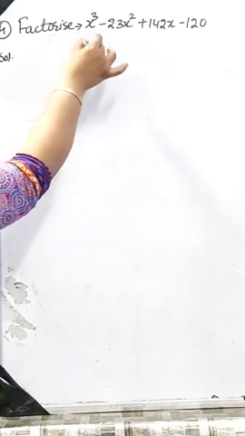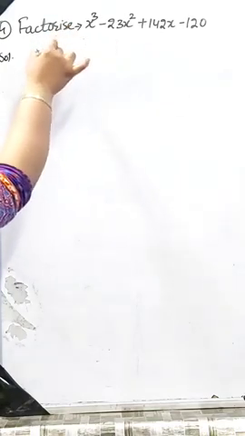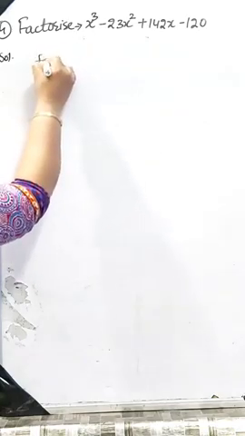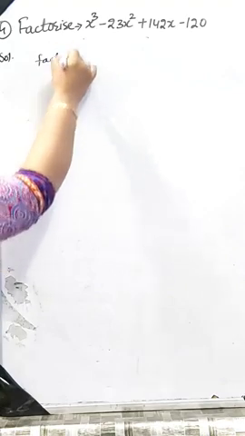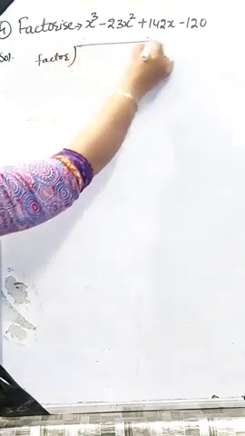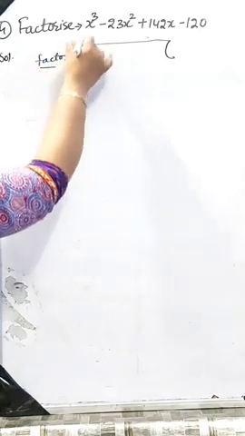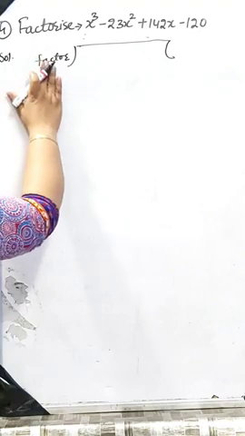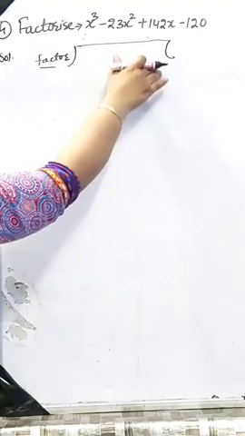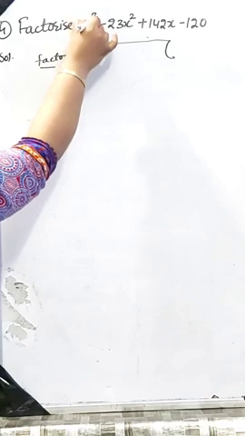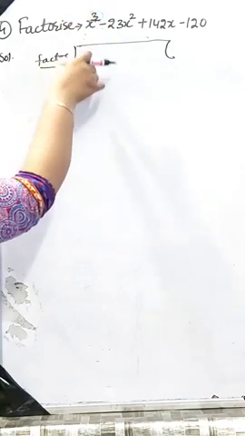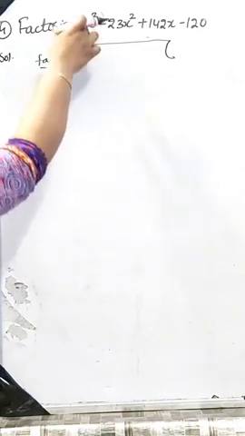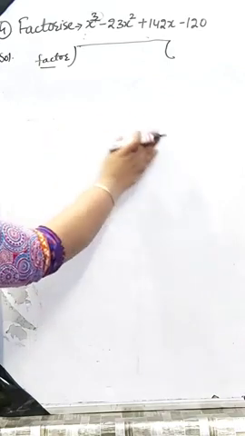Now to factorize this cubic polynomial, first of all we have to find one possible factor of this polynomial. After finding one possible factor, we have to divide the given polynomial by that factor to find the remaining two factors. Because here the highest degree is 3, and the highest degree decides how many factors we can find. Here the highest degree is 3, it means 3 factors are possible.